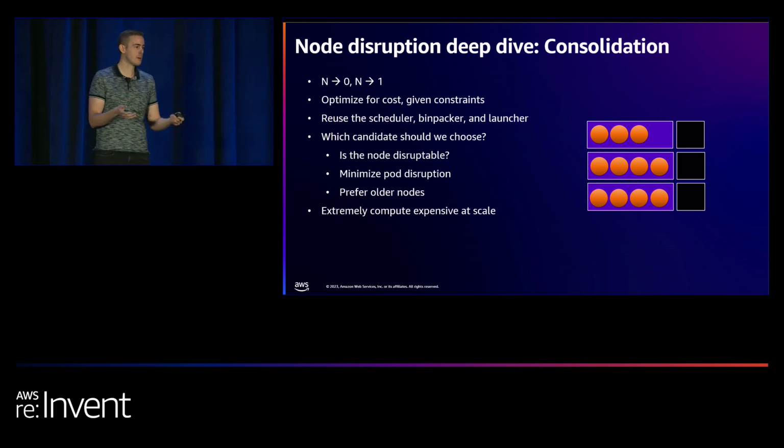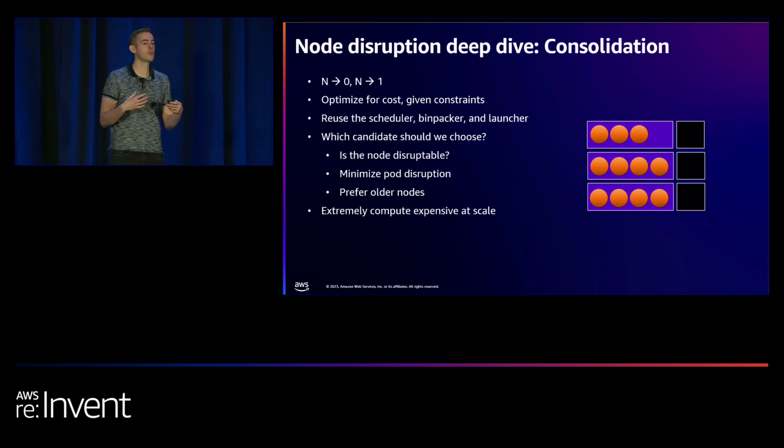This is obviously extremely expensive to compute at scale. We're doing our best. These are all heuristics. And this is also evolving all the time.